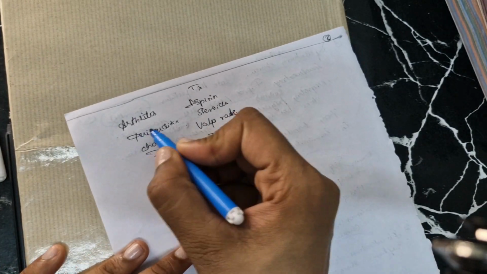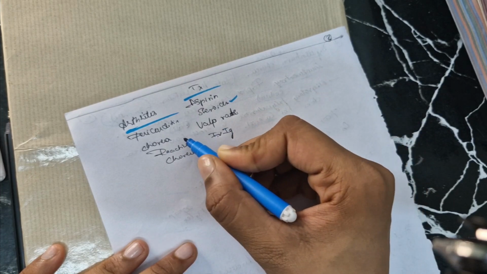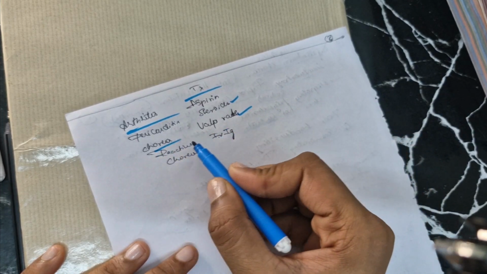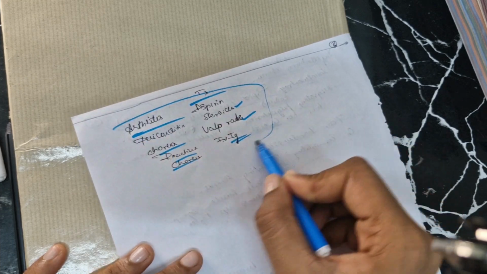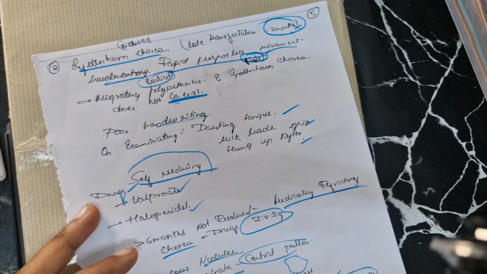And the treatment part: for arthritis, we give aspirin; if it is pericarditis, we give steroids. If it is chorea, we give valproate, similar to seizures involving the nerves. If it is refractory chorea, we give IV immunoglobulins. These are the treatment parts. This is all about rheumatic heart disease or rheumatic fever.